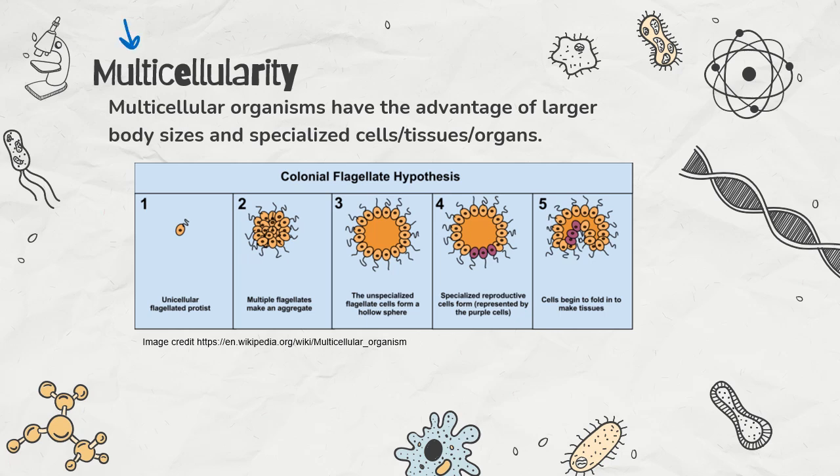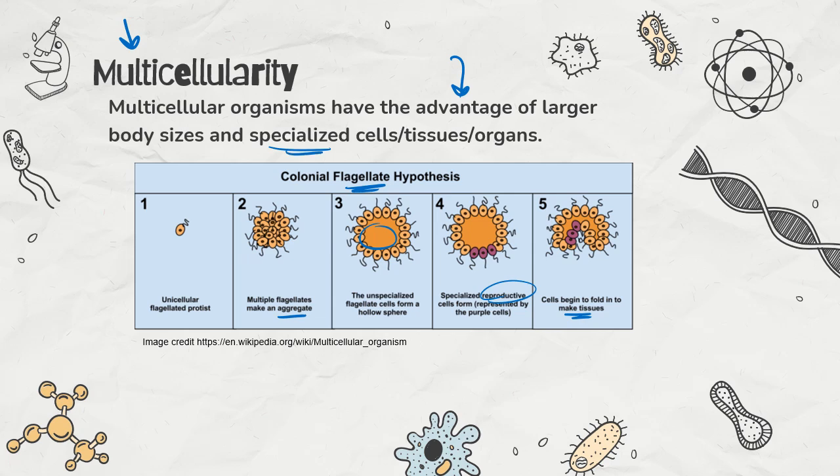So those protocells, one of our theories is that these cells just started to form colonies. And so they made an aggregate, and then there was a hollow sphere inside, and then they started to fold, and those cells became differentiated into reproductive cells or endothelial cells or epithelial cells, and did all kinds of super cool things. And eventually, over time, these multicellular organisms had the advantage of larger body sizes. And then we eventually formed some specialized cell tissues.